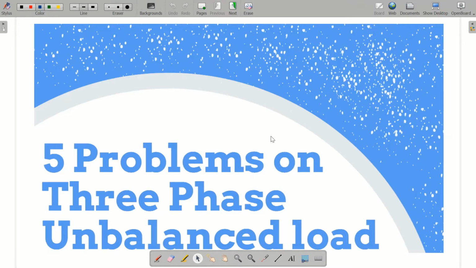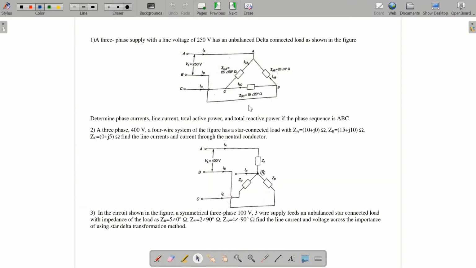Welcome you all to the new lecture on 5 problems on 3-phase unbalanced load. In today's lecture, we are going to solve 5 problems on 3-phase unbalanced load. These are the 5 problems I have taken, all from Network Analysis and Synthesis by Ravish R. Singh. This is one of the standard textbooks for 3-phase circuits.